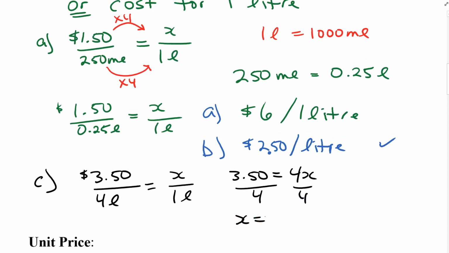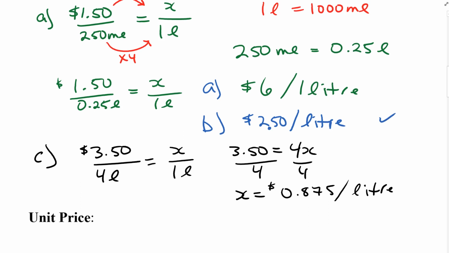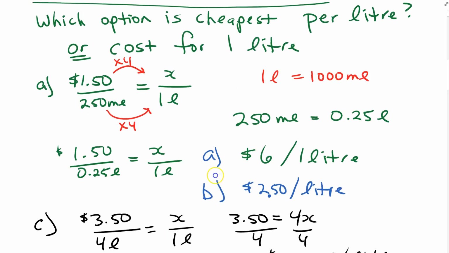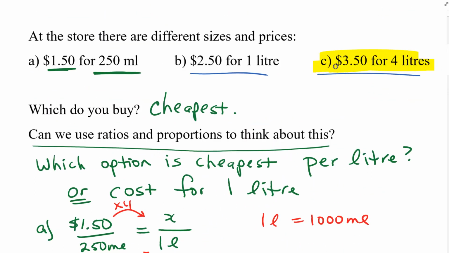And I think it's 0.875. Now, what does that 0.875 mean? That is the price, so it's the dollars for 1 liter, so per liter. If we're going to say which one is the cheapest, we had A, B, and C is, I'll round this to the nearest cent, so now we'll say actually C is the cheapest. And so we'll say this one is the cheapest.